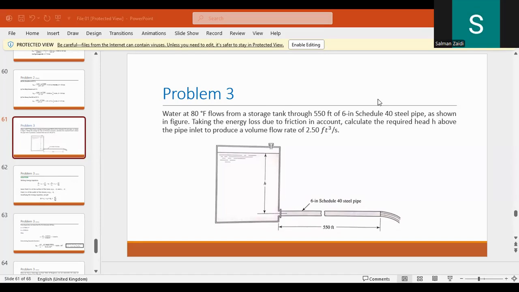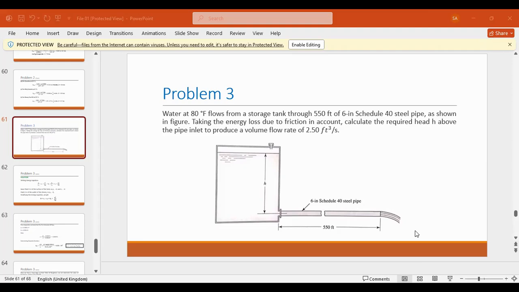In today's lecture, we will work on problem 3, which involves the application of the energy equation to determine the required head of water flow in the pipeline system. The problem deals with water flowing at 80 degrees Fahrenheit from a storage tank through 550 feet of 6-inch schedule 40 pipe.